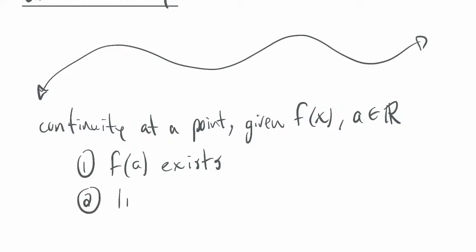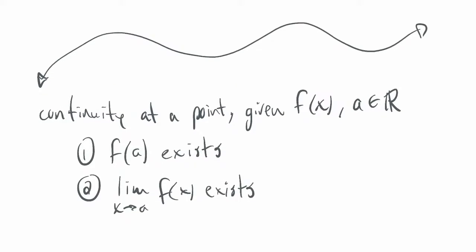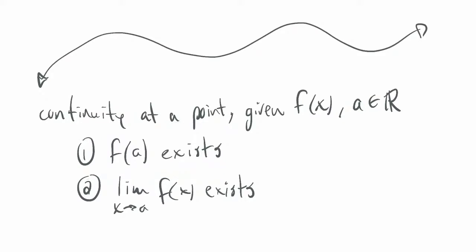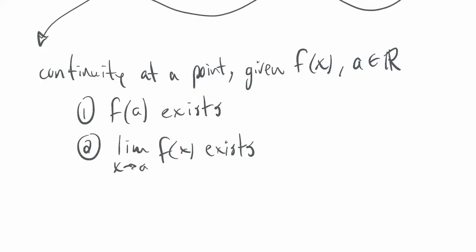Two, you need the limit as x goes to a of f of x to exist. And in this context specifically, you need to have a numerical limit, because to have continuity, since infinity is not a number, f of a cannot be infinity, right? So if your limit is infinity, then the next item is not going to be met. So ultimately, you need the limit to be a number as well.